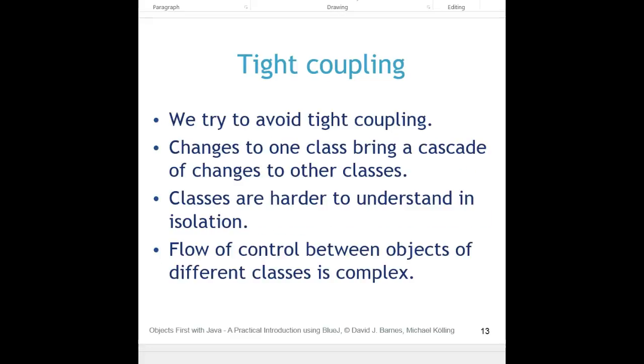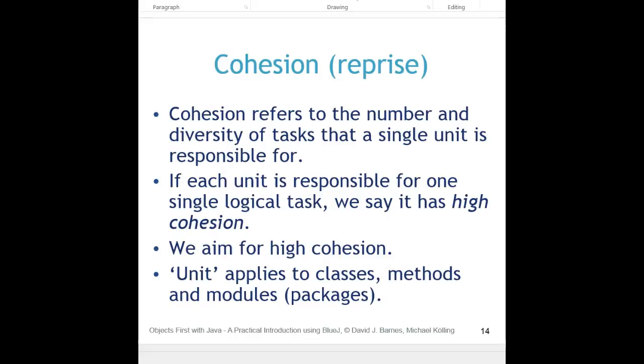As we said, we try to avoid tight coupling. Changes to one class bring a cascade of changes to other classes, as we just talked about. Classes are harder to understand in isolation, and the flow of control between objects of different classes is very complex. So remember, we want to avoid having tight coupling.